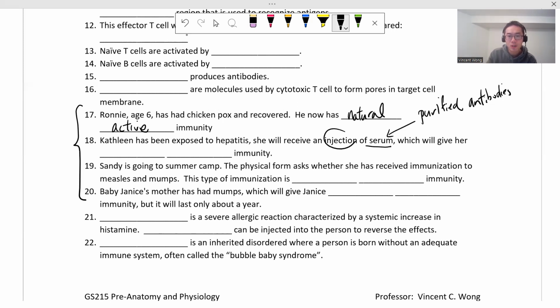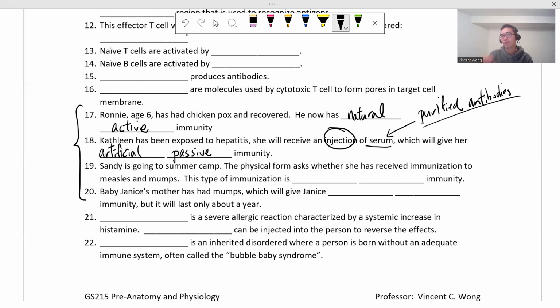Well, I see the word injection. Anytime you're injecting something, it is artificial. Another word for artificial is induced. It's in the notes, you can see. Now, does she make the antibody or not? Well, we are injecting the antibodies into her system. The antibodies are already created. It's not hers, so if she didn't make it, then it's passive.